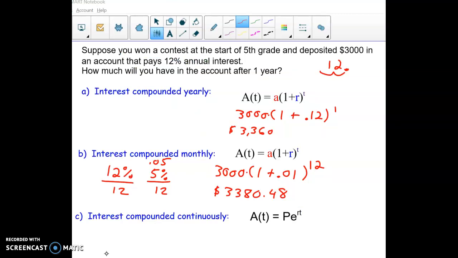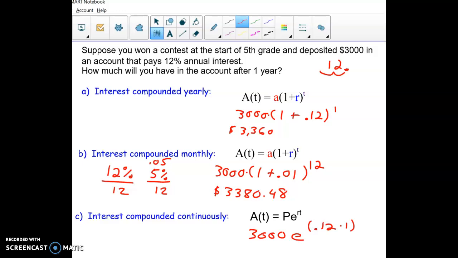So based on what we've learned so far, take a guess. Do you think continuous is going to be better or worse than these other two? All right, and so the answer is that the more frequently you get paid, the better. So this is an abstract concept, but if they paid you interest continuously, like every second or something, that's going to be even better than monthly, right? So the setup would be 3,000, and then e, remember that's just a number. The rate is a decimal, and please note you don't do the 1 plus here. So sometimes students put 1.12, but you don't do the 1 plus. You just do the rate times the time, which is just 1 year in this case.